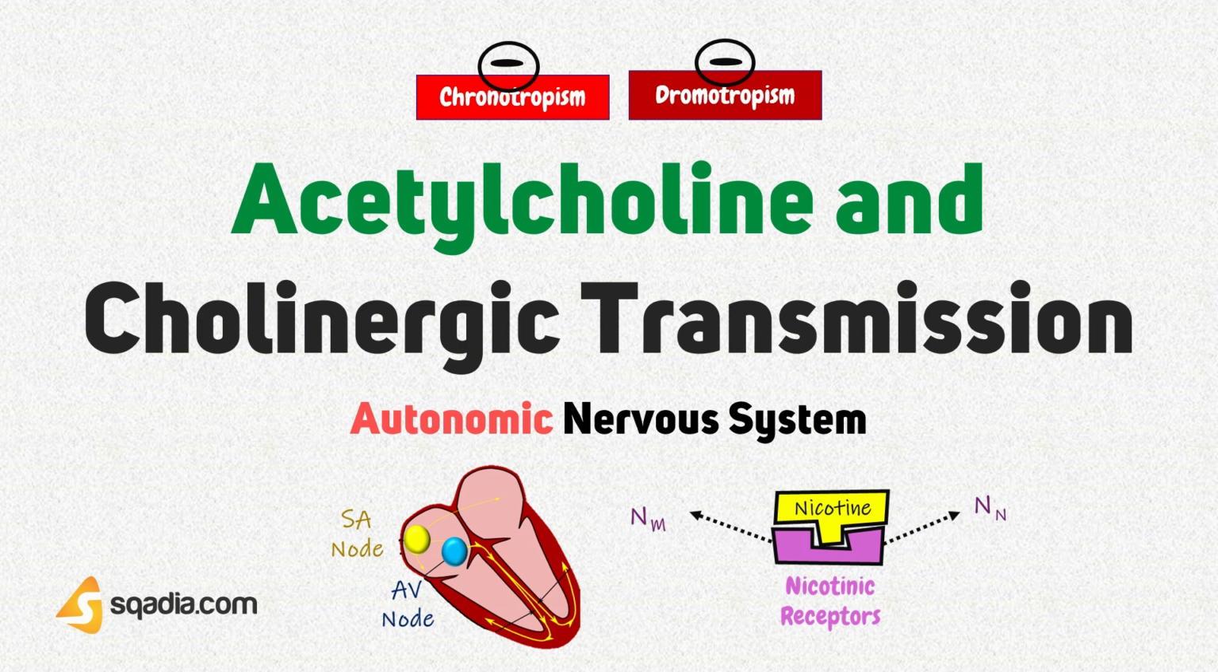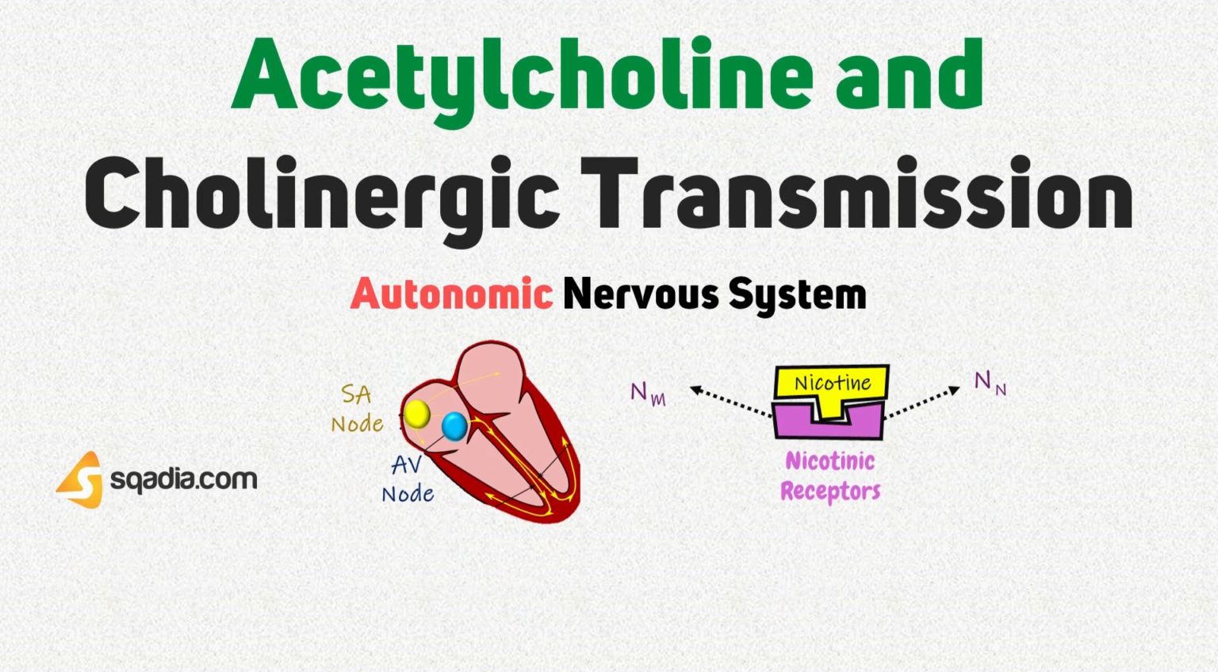In this section, we will talk about acetylcholine and cholinergic transmission. Now, let's discuss acetylcholine synthesis. This is the presynaptic neuron, while this is the postsynaptic neuron.